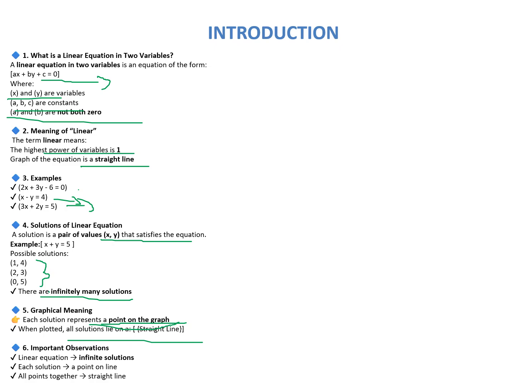The important observation is that a linear equation has infinitely many solutions. Each solution is a point on the line, and all the points together form a straight line. This is typically how we can represent a linear equation in two variables in graphical form. So with this, we understood the concept of a linear equation in two variables, that the standard form is ax + by + c = 0. Now we'll move to the next slide and look at some other concepts of linear equations.